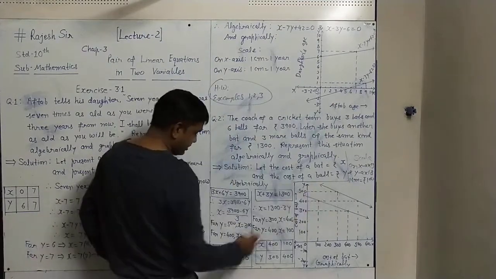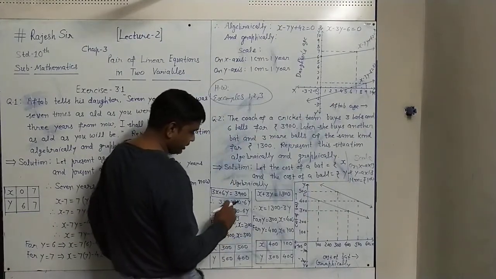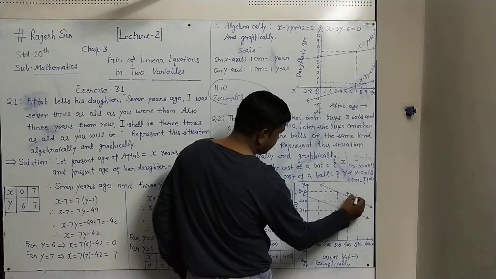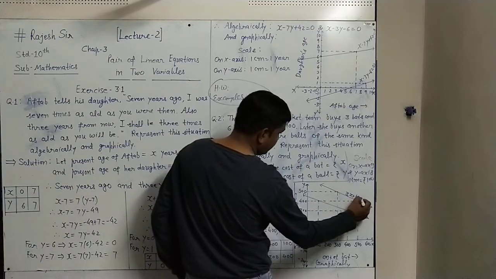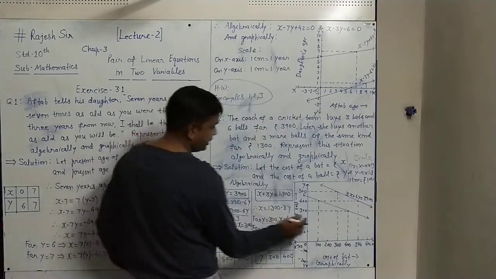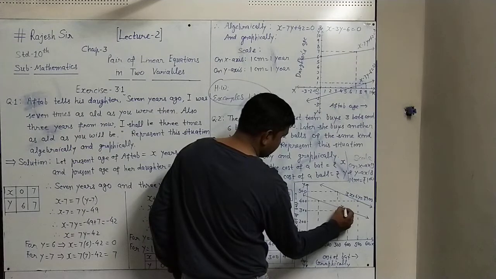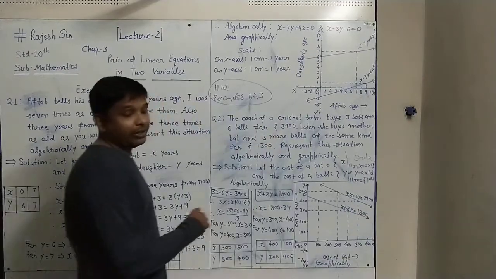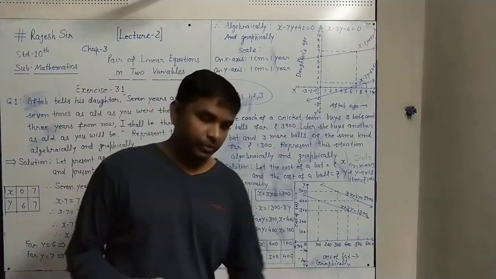This line represents the algebraic equation 3x plus 6y equal to 3900, and this line represents this equation: x plus 3y equals 1300. So this way graphical representation also we have shown.